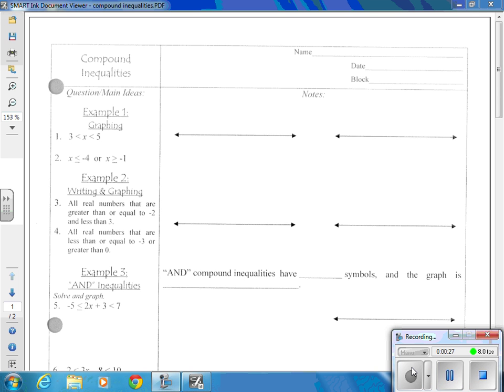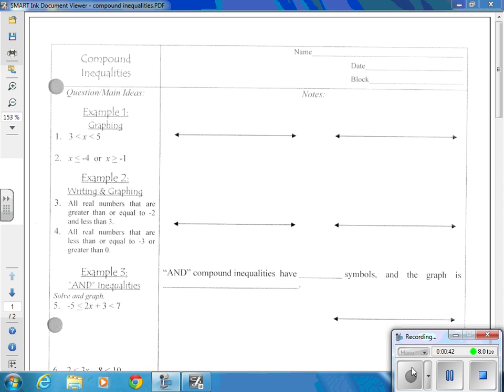inequality. So for the first examples, I am going to do both of these with you so that you can see the difference between the two types. For number one, this is what is known as an and inequality. You will never see the word and in there, but you know it's that way when the x or the variable is sandwiched in between two numbers.